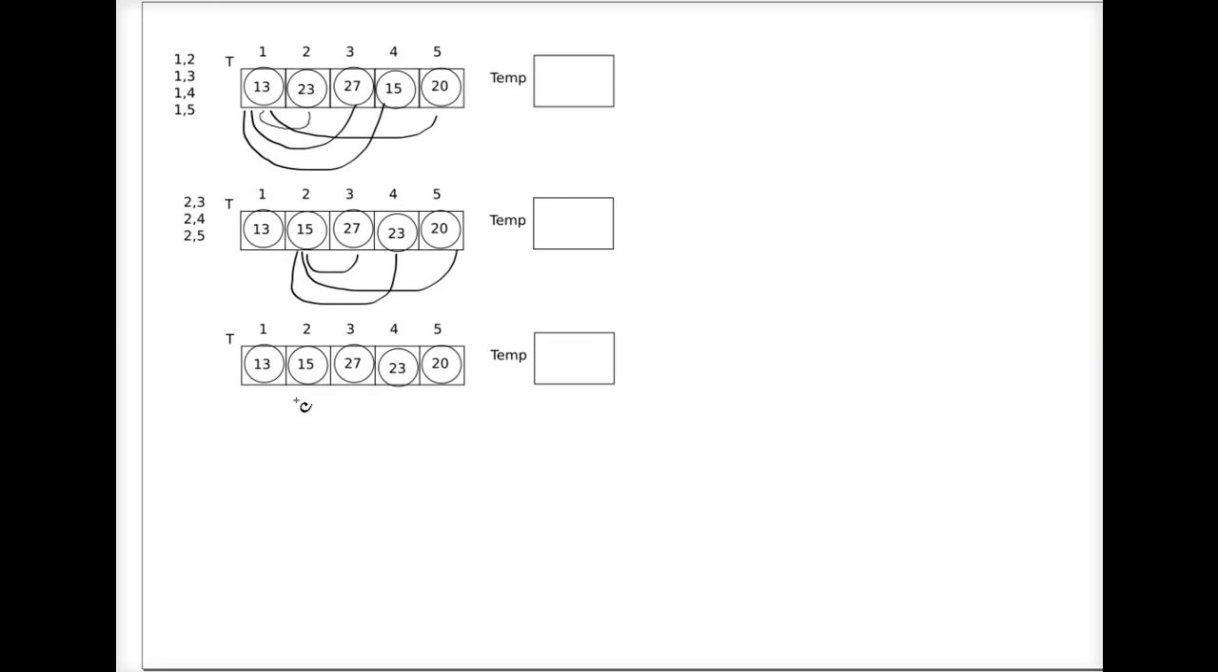Now we can ignore elements 1 and 2. So we compare element 3 against element 4. Yes, 27 and 23 are not in their correct places. Bring 27 to temp and 23 over here. Now bring the 27 down there and it's fine. And finally, to complete that loop, we compare 23 with 20, and yes, once again a swap needs to be done.